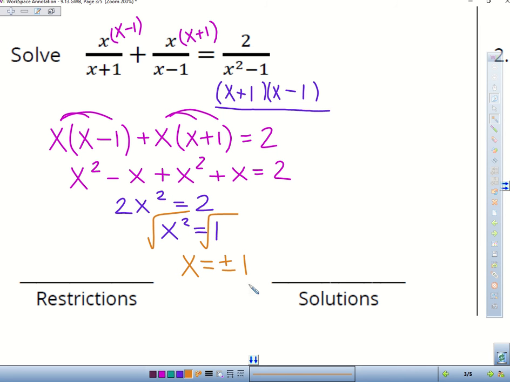So we don't know if this is a solution yet because we have to look at the initial restrictions. If we look back to our original equation, what values could x have not been? 1 and negative 1. Exactly, because that would have given me 0 in the denominator. Very good. So is this a real solution? No, it's extraneous. Very good. So there is no real solution. Any questions about that? All right, you ready to try another one?